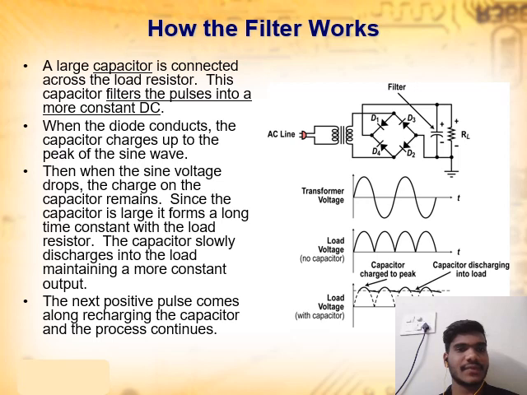How the filter works. A large capacitor is connected across the load resistance. The capacitor filters the pulses into a more constant DC current. When the diode conducts, the capacitor charges up to the peak of the sine wave. Then when the sine voltage drops, the charge on the capacitor remains. Since the capacitor is large, it forms a long time constant with the load resistor. The capacitor slowly discharges into the load, maintaining a more constant output. The next positive pulse comes along, recharging the capacitor, and the process continues.